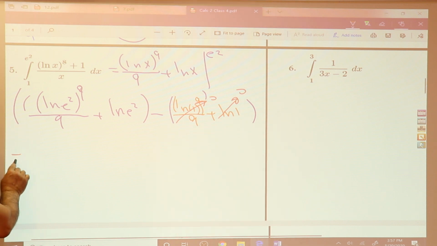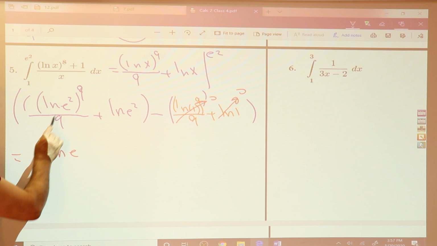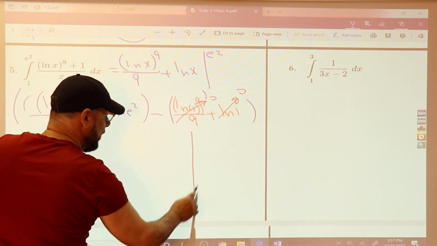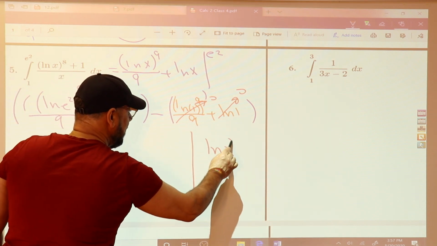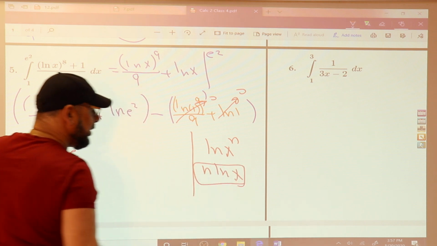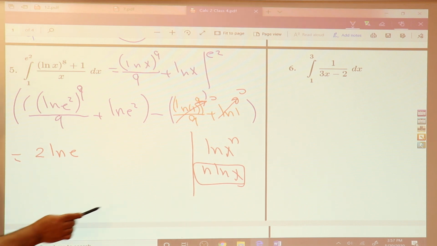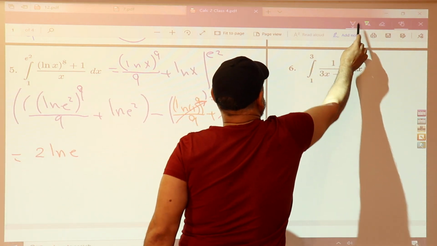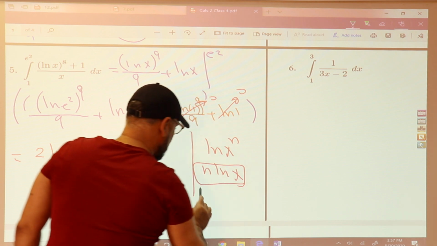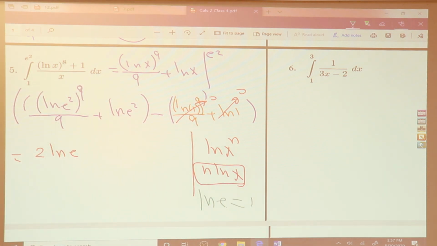Here, what we have, this guy, 2 ln e. You see the rules of exponent. ln x to the n equals n ln x. Remember this, guys. Also remember that I always say ln e equals what? ln e equals 1.